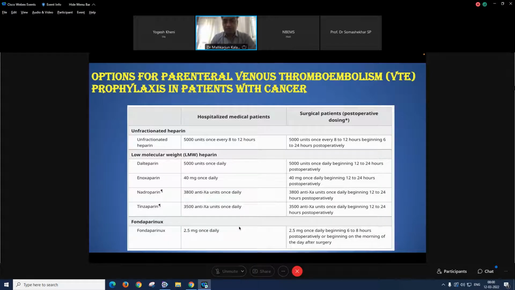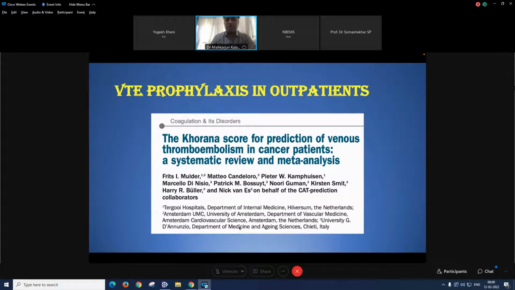Various agents have been used, but there is enough data to suggest that enoxaparin 40 milligram once a day is perhaps safer and convenient as against other agents. If there is any concern of heparin-induced thrombocytopenia in the past, then you would want to use fondaparinux instead of heparin. So people always ask us, is there a need for giving outpatient primary thromboprophylaxis for patients with cancer?